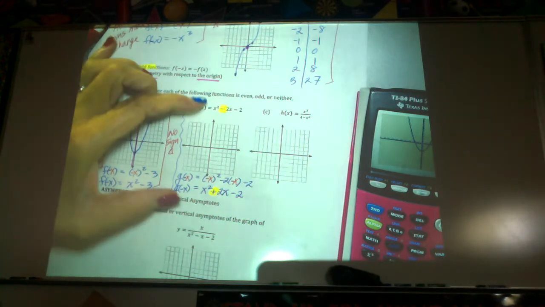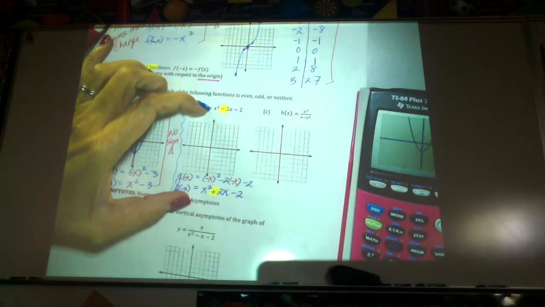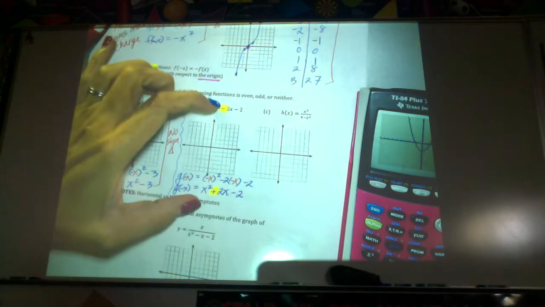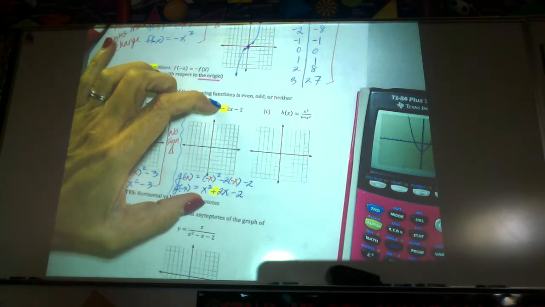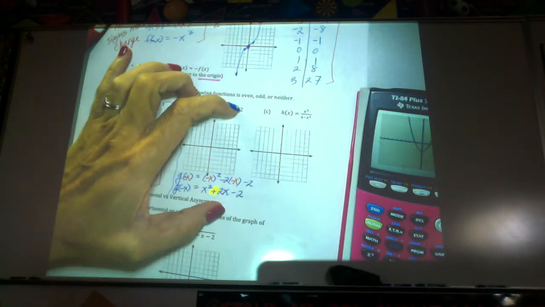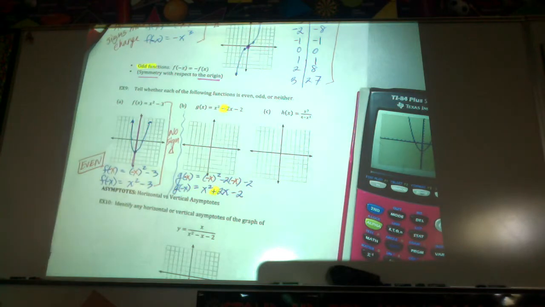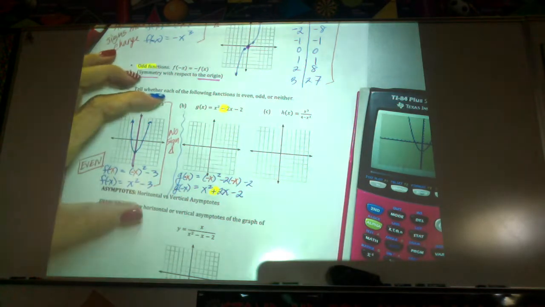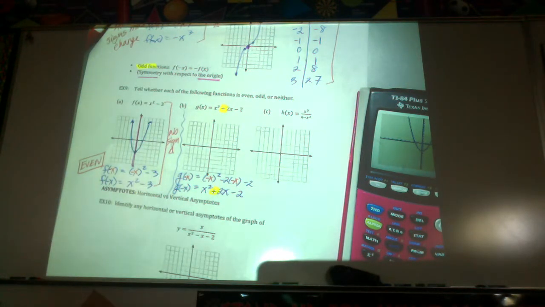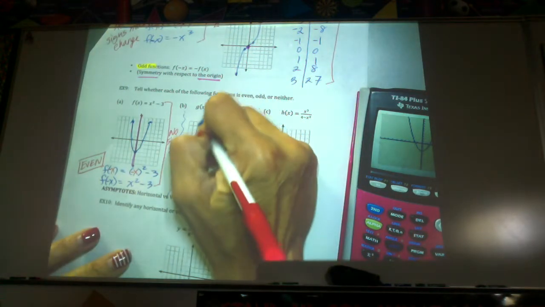All right, so my x squared did not change. But didn't my -2x change to a positive 2x? And then the constant stayed the same. You cannot have, in an even or an odd function, some staying the same and some changing. They all either have to change signs or none change signs. You can't have some and not the other. So in that case, I know that this is a neither.